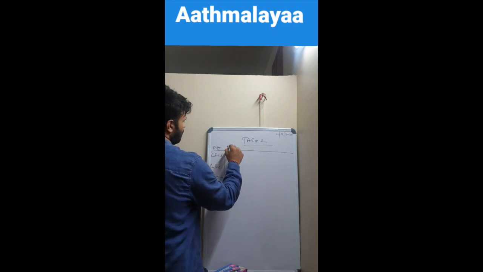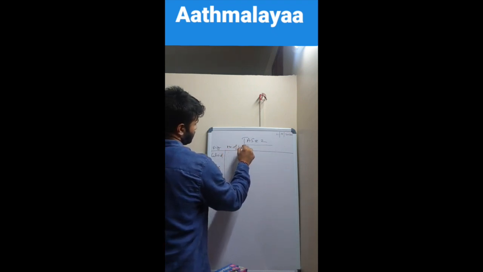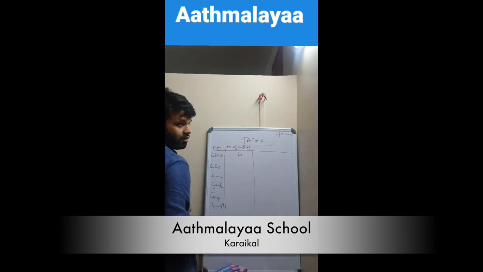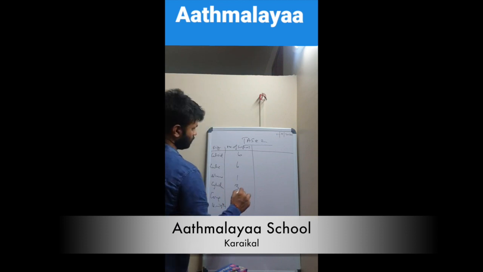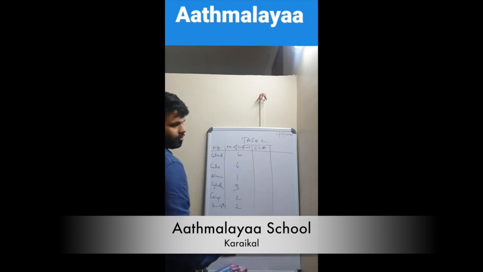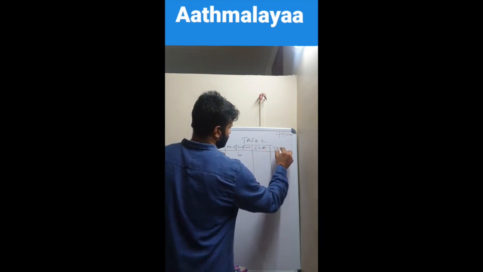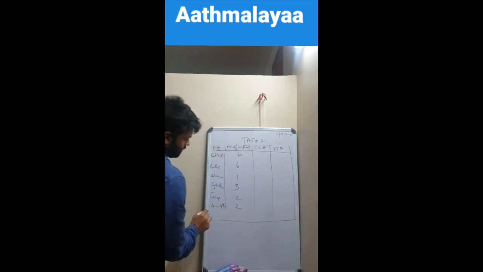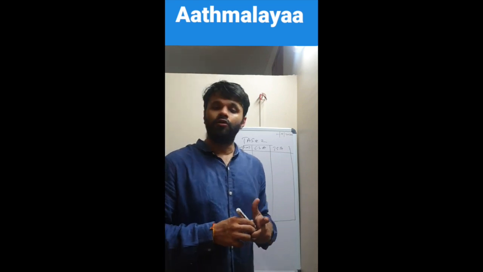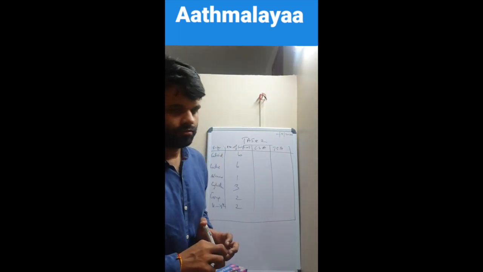Then number of surfaces. How many surfaces for cuboid? 6. Cube, 6. Sphere, only 1 whole surface. Cylinder, you have 3. Cone, 2. Hemisphere, 2. CSA. Write down the formula. Total surface area. Write down the formula. Do this chart, take a photocopy and send it in the WhatsApp group, as well as in the Google Classroom. Clear, students?